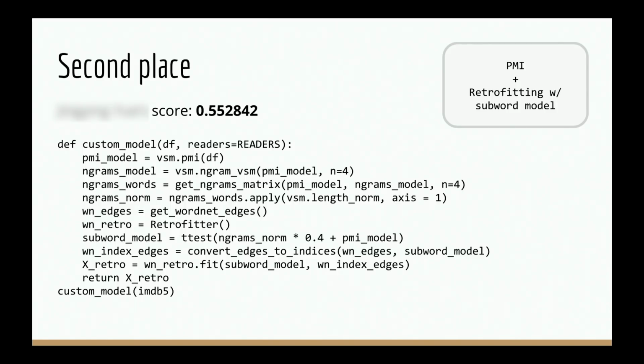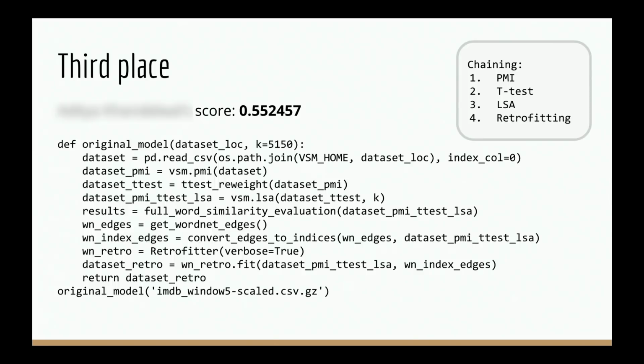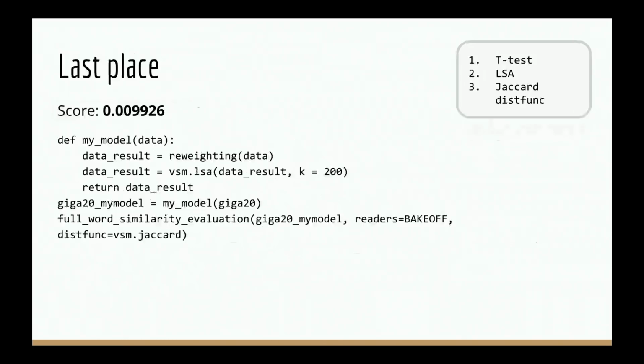Now, second place is this person here? No? OK. What this person did looks like a lot, but it's basically PMI plus retrofitting with a subword model. And they did pretty well. Third place. Are you here? Nope. So they also piled on a bunch of things: PMI, t-test, LSA, retrofitting on WordNet, and they did pretty well as well.